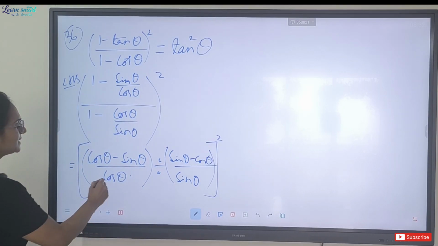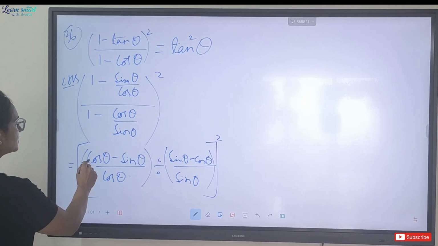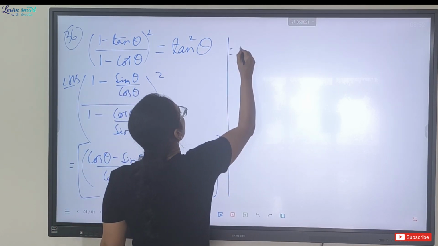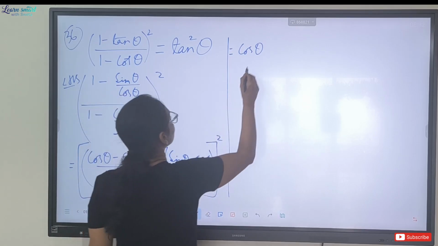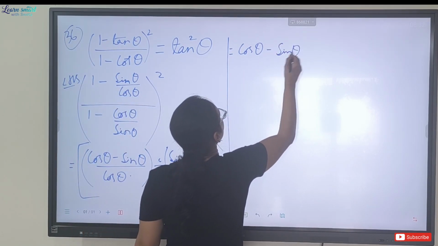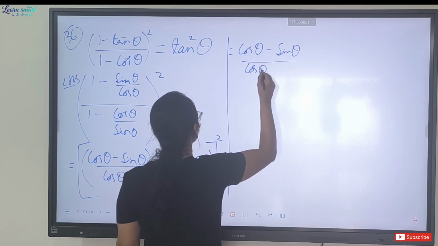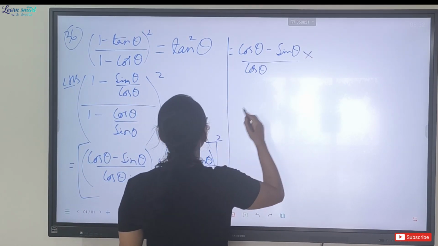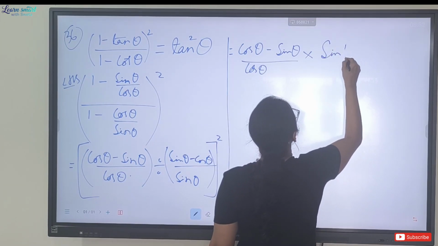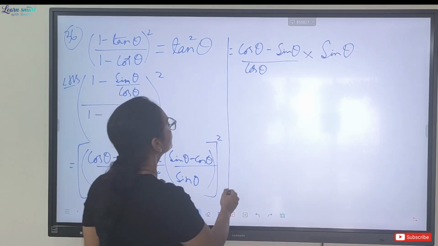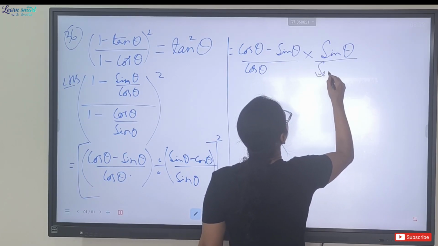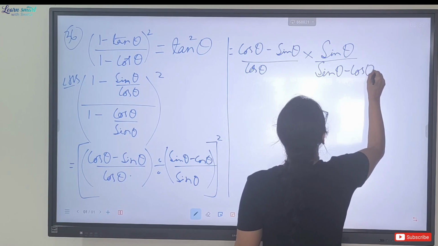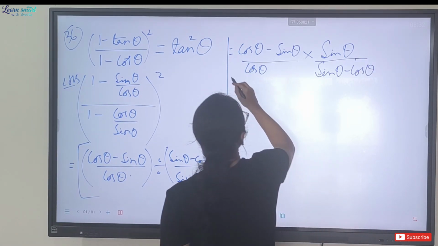Now what should we do? We should only simplify this. So let's write cos theta minus sin theta by cos theta, into sin theta by sin theta minus cos theta, and the whole square.